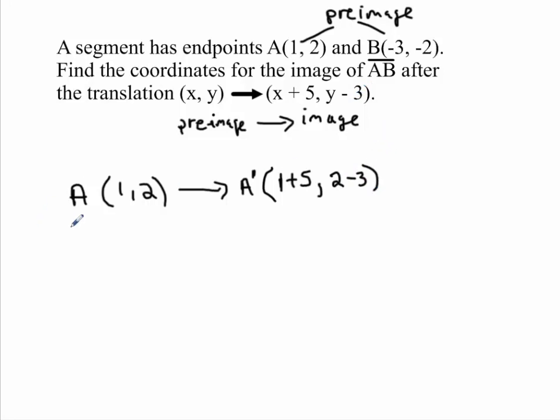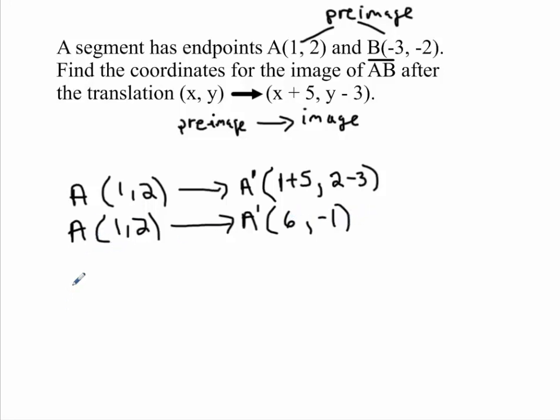And in the next step, I'm just going to simplify everything. So I rewrite directly underneath it just to keep it a little organized. And I have A prime would be 1 plus 5 is 6, comma, 2 minus 3, I get -1. And I can see that the coordinates of A, (1, 2), ended up being mapped to (6, -1). So the pre-image goes to the image of A, which is (6, -1).